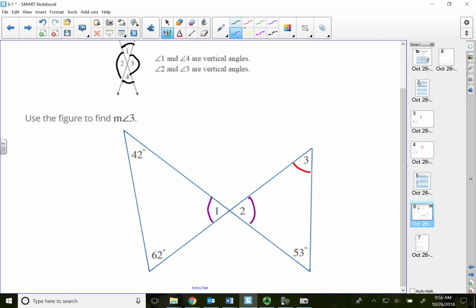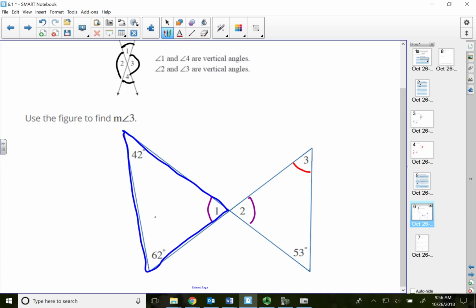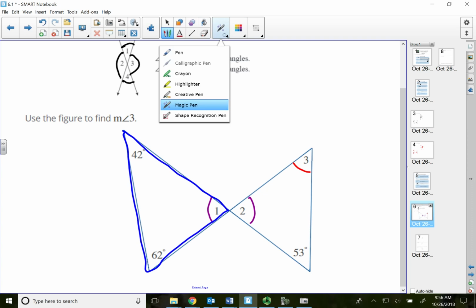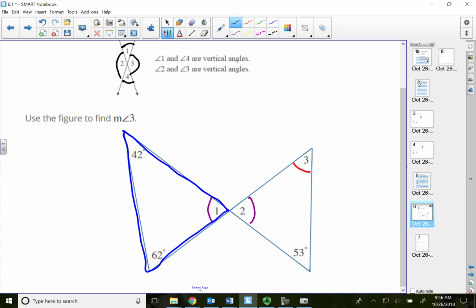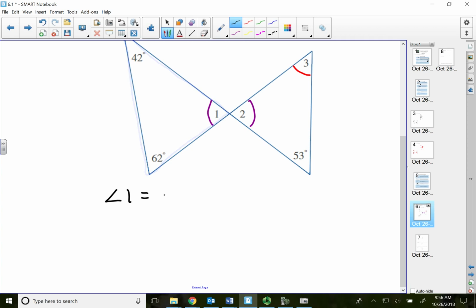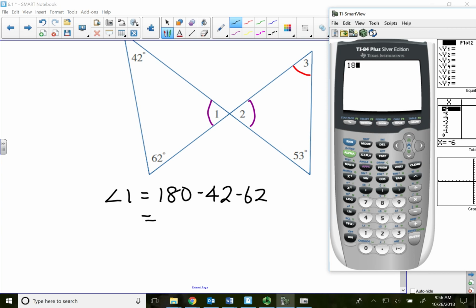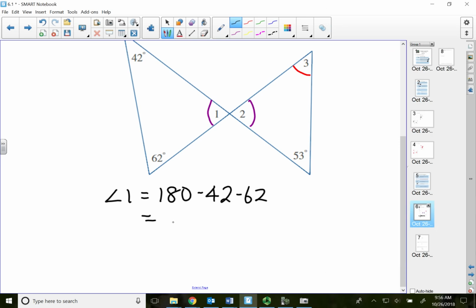If you look at where angle 1 is, angle 1 is sitting inside this triangle. As you can recall, a triangle has 180 degrees. So to find angle 1, we would just take 180 degrees, which is what a triangle is, minus 42 minus 62. That will give me angle 1. All right, let's see what it is. Angle 1 is 76 degrees. So if angle 1 is 76 degrees, so will be angle 2.